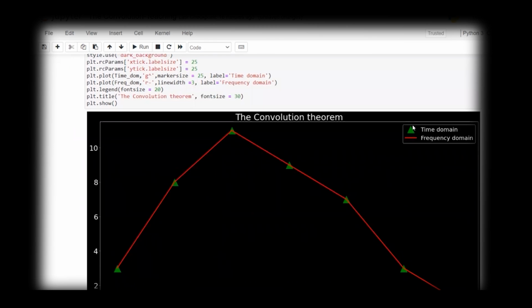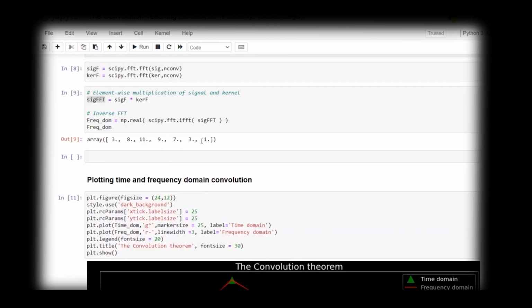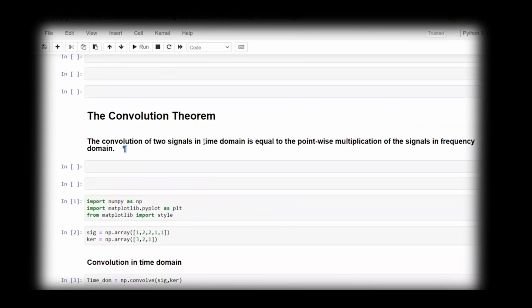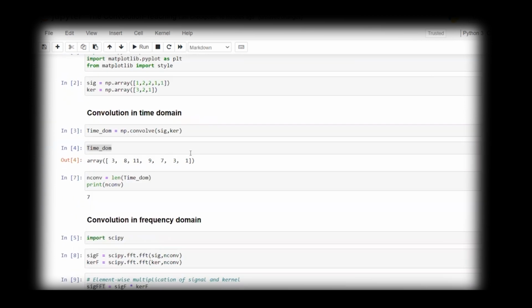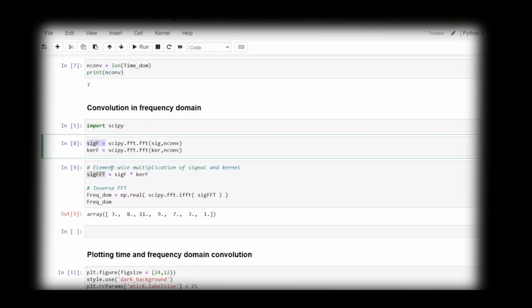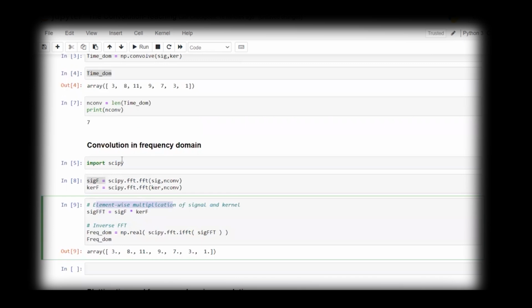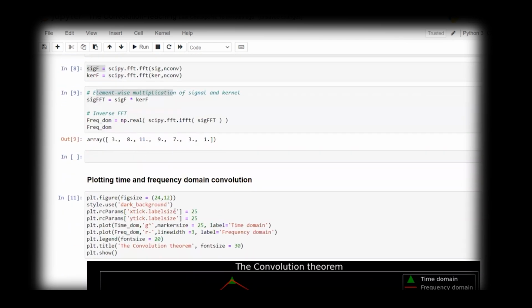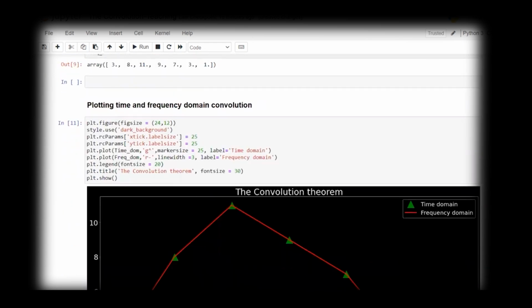We performed convolution in the time domain using NumPy.convolve, and in the frequency domain, we first transformed both signals using the fast Fourier transform, multiplied them pointwise, and then used the inverse fast Fourier transform to convert the result back into the time domain. Both results match perfectly, demonstrating that the convolution of two signals in the time domain is equivalent to their pointwise multiplication in the frequency domain.